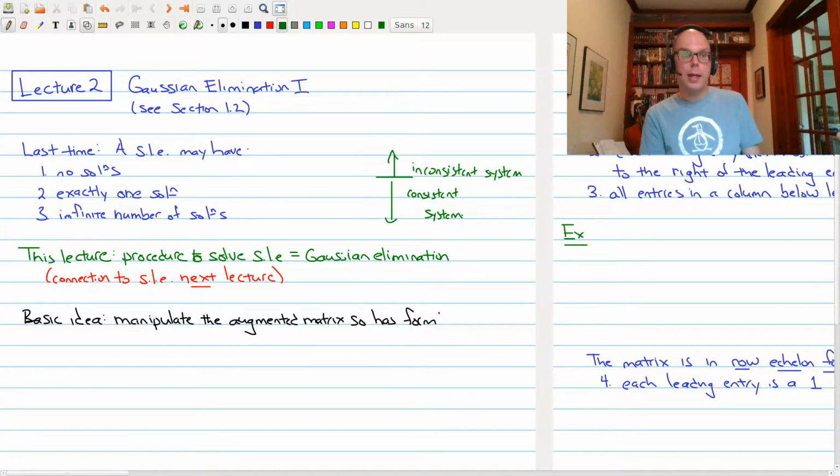So our goal today is to start laying the groundwork in order to find a procedure to solve a system of linear equations. Now this procedure is called Gaussian elimination. So today we're going to look more at the procedure or the algorithm which basically manipulates a matrix. And in the next lecture, we're going to make the connection to systems of linear equations and use this method in order to figure out if our particular system of linear equations has no solution, exactly one solution, or an infinite number of solutions.